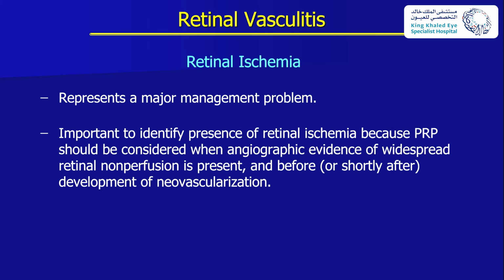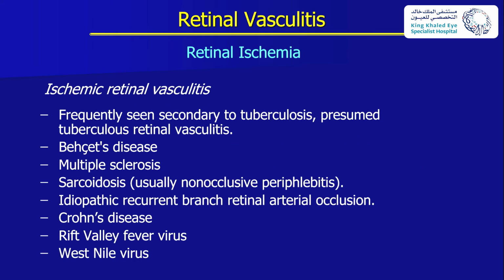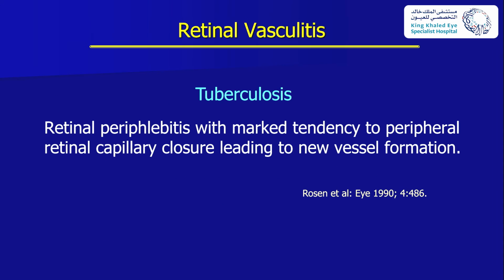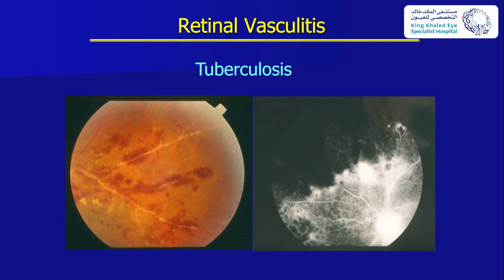And as I said, it is extremely important to study the retinal circulation in patients with vasculitis, because if the retina is ischemic, you need laser photocoagulation. Tuberculosis, as I always tell, this is the type of vasculitis that tends to be occlusive and very ischemic.